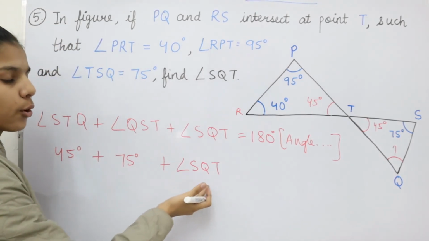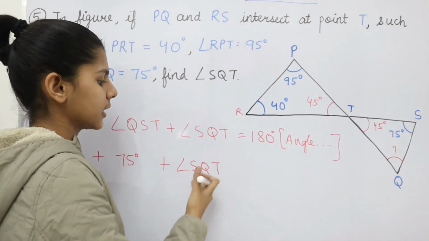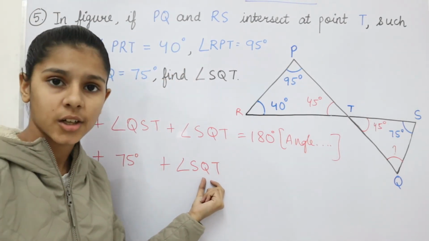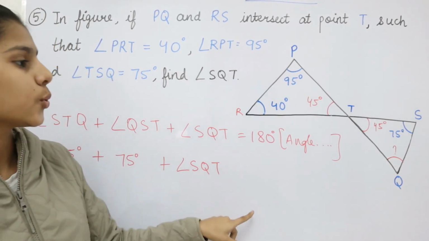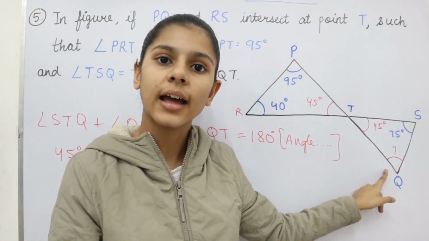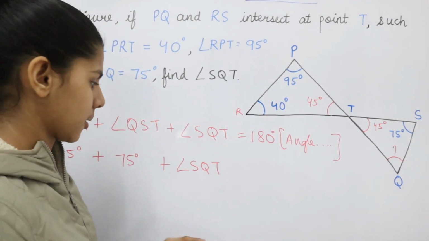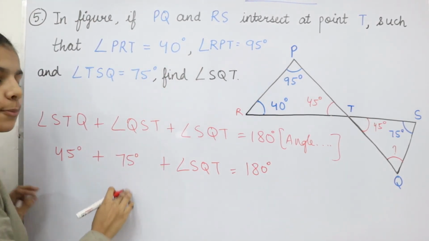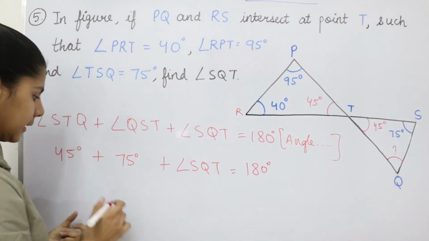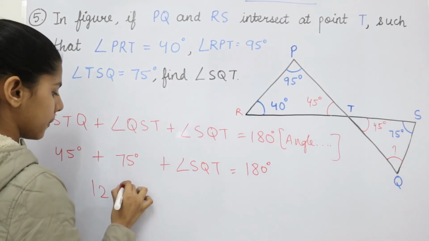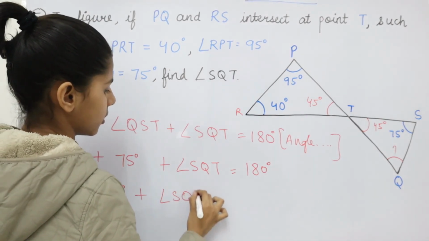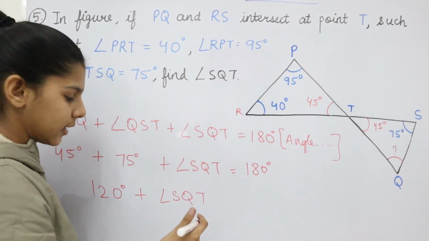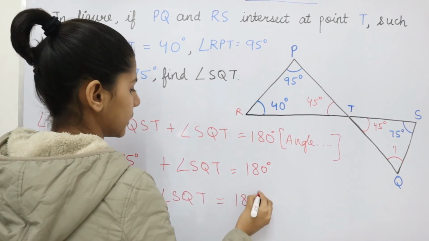SQT, you can write it in any form. You can reverse it, TSQ you can write, TQS you can write, any form you can write, but the middle letter will be your angle. So if this angle is SQT, the middle one will be the angle. In any form you can write, it doesn't matter. So it will be equal to 180 degrees. Now 45 plus 75 degrees is 120 degrees. So 120 degrees plus angle SQT, which you can also write as TQS, is equal to 180 degrees.